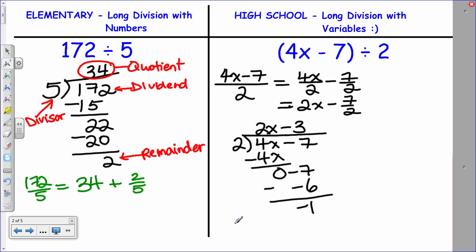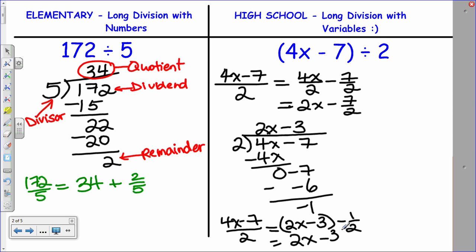So we could write 4x minus 7 divided by 2 equals 2x minus 3, and then minus the remainder over the divisor, which if we really wanted to, we could simplify this to 2x minus 3.5, which of course is the exact same thing as 7 over 2.